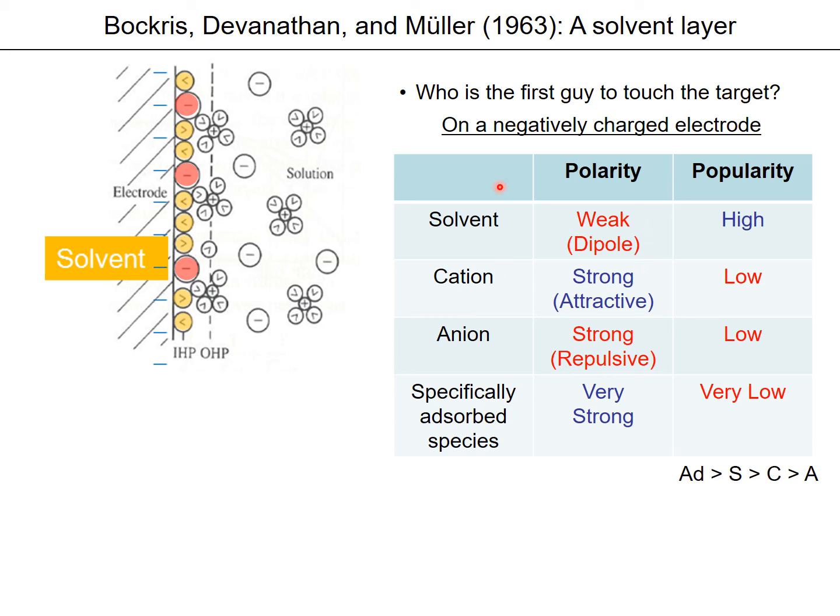Then I have explained that, and this Bockris-Devanathan and Muller model is the finalized modern model of the electric double layer. That's it for chapter 4 on the electric double layer, or non-Faradaic processes.